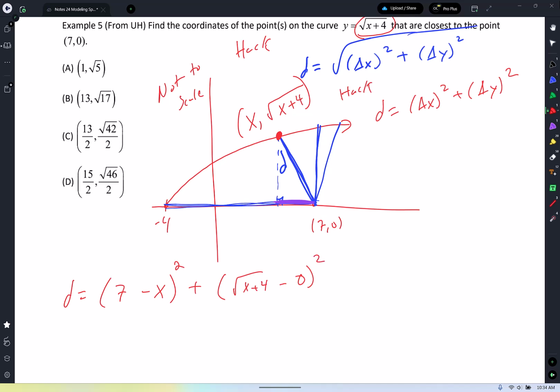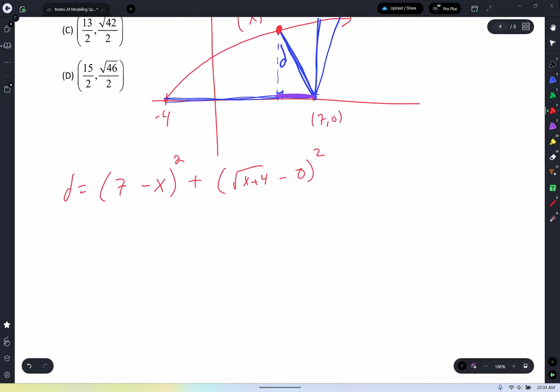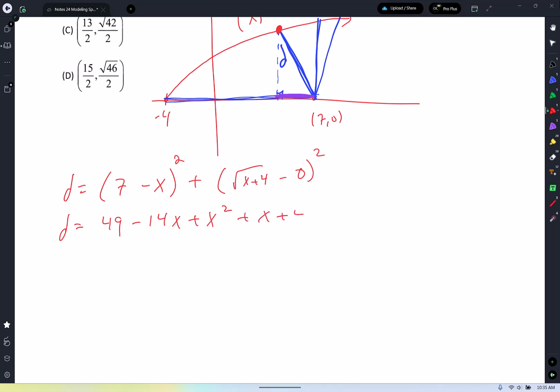Are we still okay? All right, check it out, guys. They're making it kind of simple for us. All I'm doing is expanding. 7 times 7, 49. 7 times negative x is negative 7x, but you're going to have two of those, so I'm going to write minus 14x. x times x, plus x squared. And then anything minus 0 is itself. So when I square the square root, it's just going to be plus x plus 4. Are we still okay, guys?